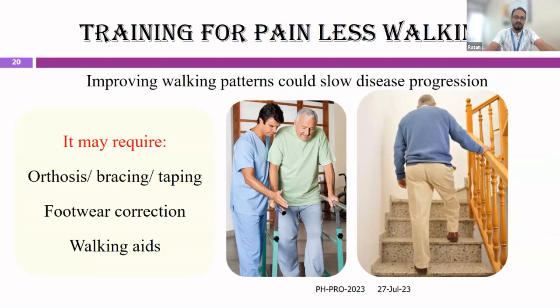Training for painless walking. When we see the list of problems they encounter, we found that walking becomes one of the big problems for them. Improving the walking pattern can also be one of the factors which can slow down the disease process. If the person keeps walking or stays mobile, it helps in maintaining not only the joint structure, it also helps in maintaining the cardiovascular system.